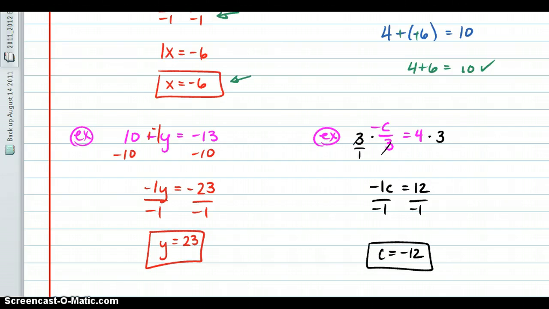When you check this one, it's a little bit different because you have negative c over 3. So negative c would actually be negative 12 over 3. Does that equal 4? It does, because of that double negative.